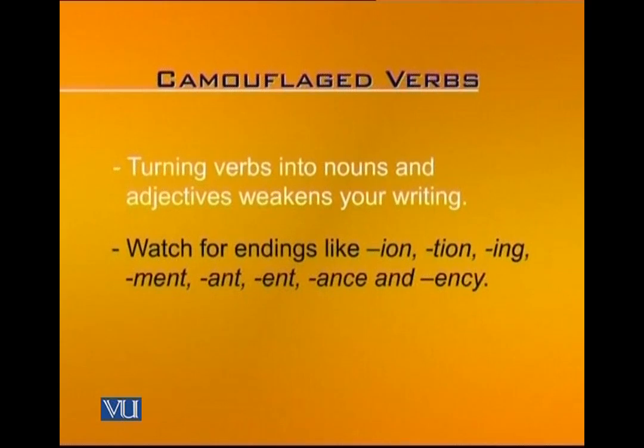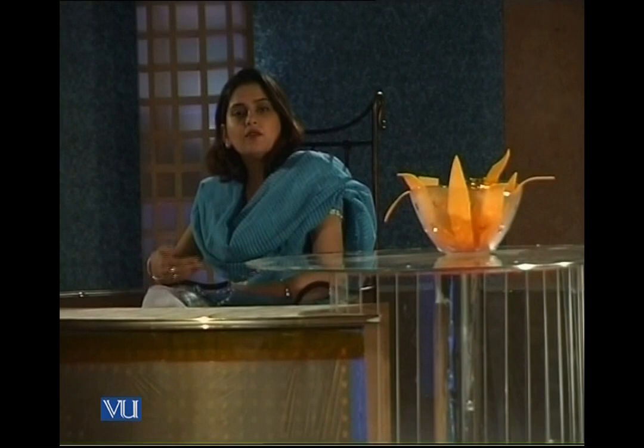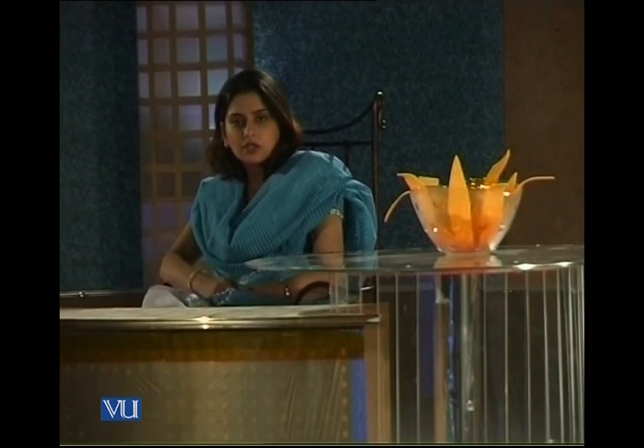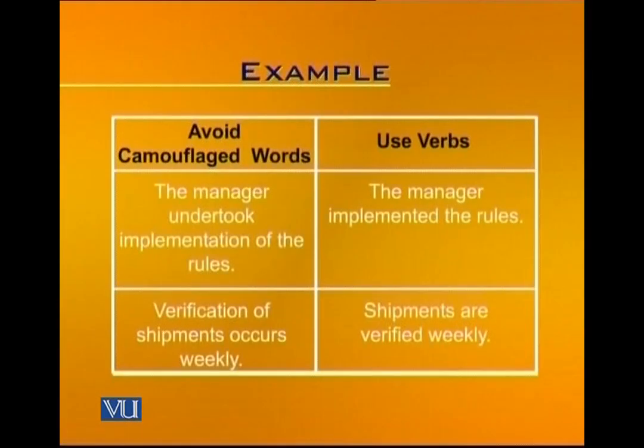Watch for endings like ion, tion, ing, etc. jo ki aapki screen pe aapko nazar aa rahi hain. Ye jo verbs ki endings hain, ye verb ki form ko change karti hain aur inse jo sentence writing hai wo zara si unfamiliar ho jati hai, jo structure hai wo mushkil ho jata hai. So try to use verbs in their simple form. Let's have a look at some examples.